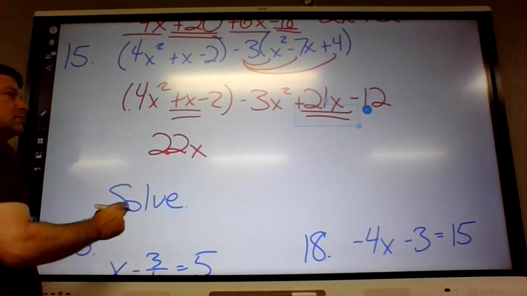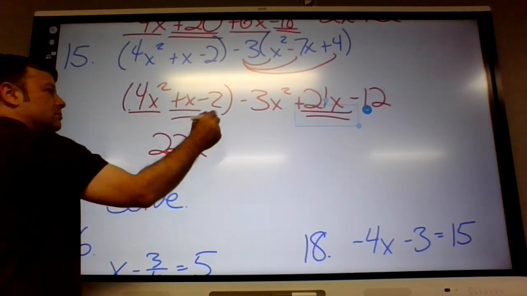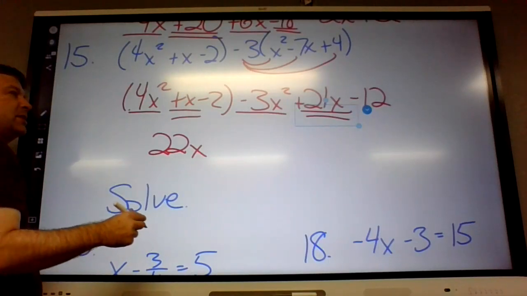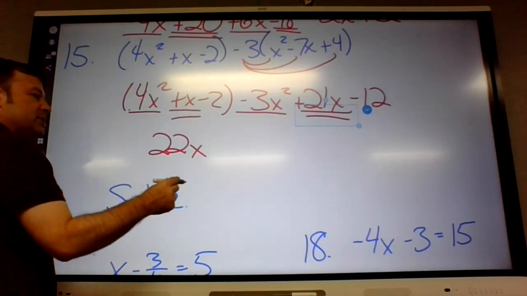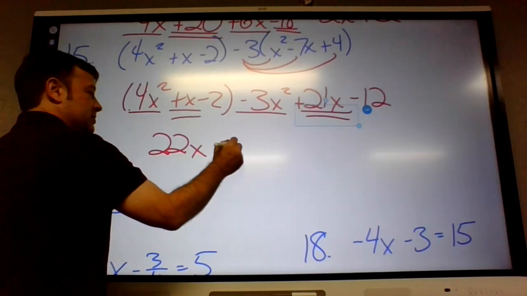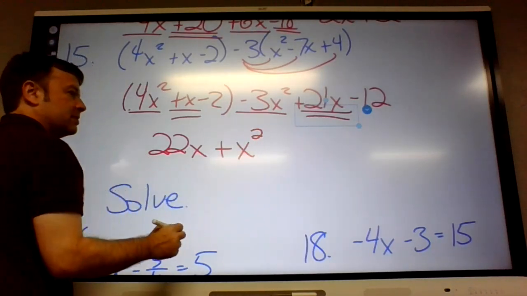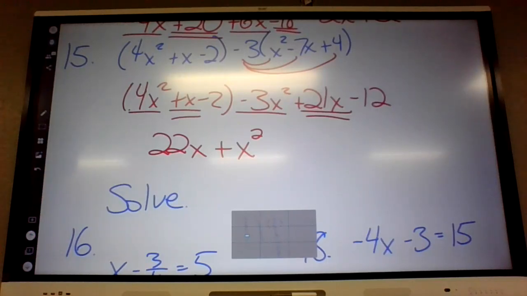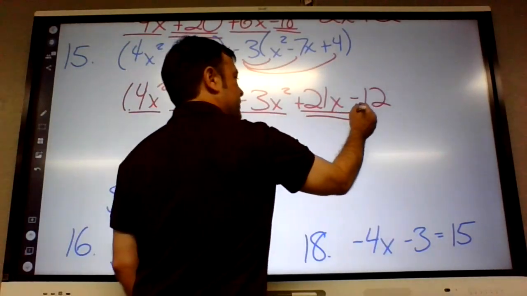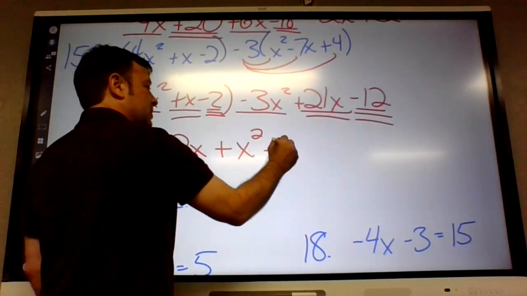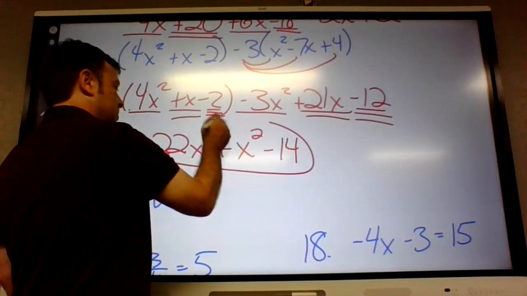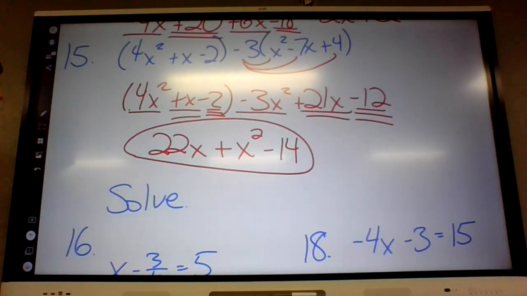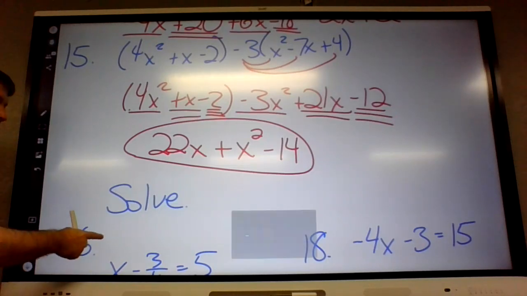We do 4x to the power 2 and negative 3x to the power 2. Okay, so 4x squared minus 3x squared is 1x squared. So that'd be a positive. And one more thing, what else can we do? Negative 2 and negative 12. Negative 2 minus 12 is negative 14. Good job. Alright, some of you might have put x squared in front, that's fine. The order doesn't really matter.